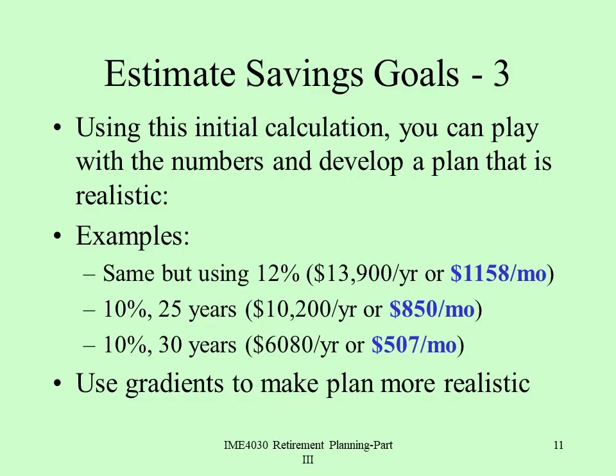So if you were able to save $507 a month for 30 years and make a 10% return, you could fund that retirement plan. And keep in mind, you can doctor this up a little bit with gradients. You can start out by saving a little less and increasing that as time goes on. In fact, I'm guessing you'd use a gradient of some kind. But at this point, I think you've got the idea that by using a spreadsheet and playing around with interest rate and the number of years before you retire, you can come up with a viable savings plan.